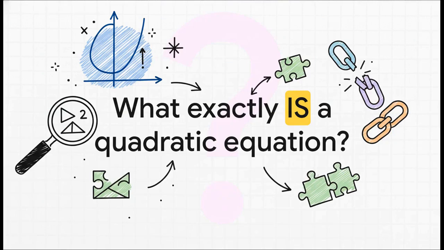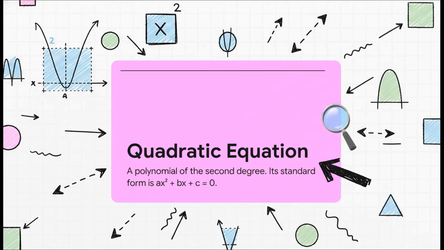Okay, so first things first. Before we can even start to solve this puzzle, we got to know what we're looking at, right? What makes a quadratic equation? What are the dead giveaways? Let's break it all down. So here's the official definition, but don't let the fancy words scare you. It says it's a polynomial of the second degree. All that really means is that the most important piece, the star of the show, is an x squared term. That's it. That little 2 is what makes it a quadratic.